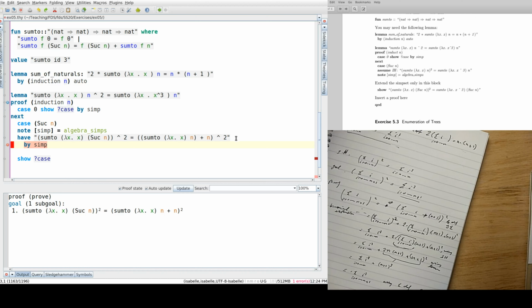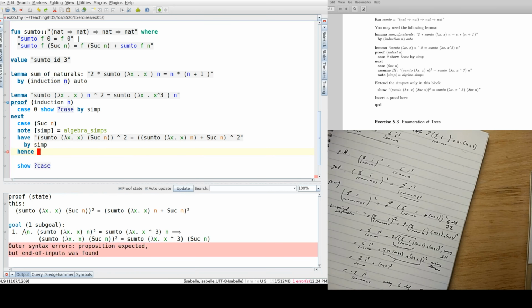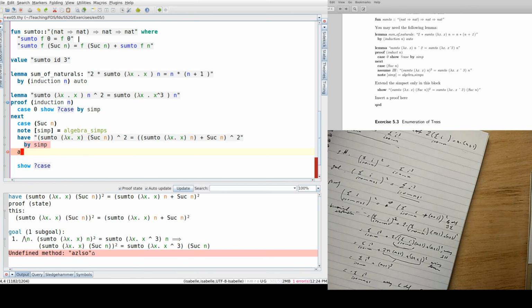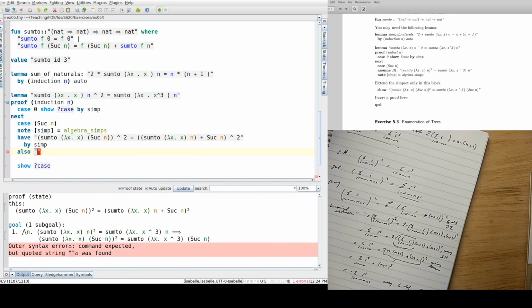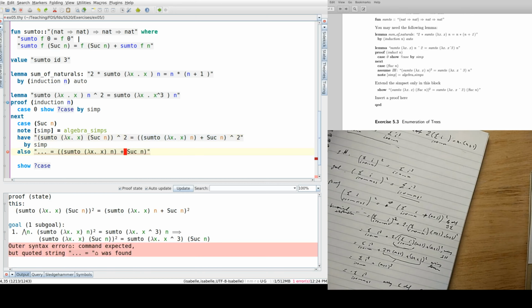Sorry, that should be suc n. And then, well, no, sorry, we're going to use also the right hand side of the previous equation equals the binomial expansion of itself. And what is that? So I'll do the binomial expansion manually.